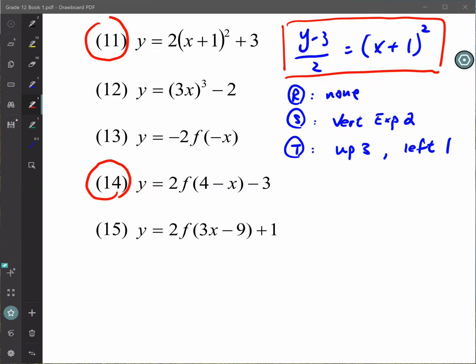So number 14 has an f. f basically represents any function. So whatever is inside the f is stuck inside.